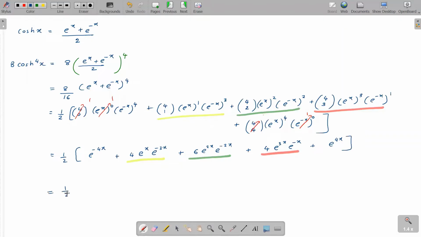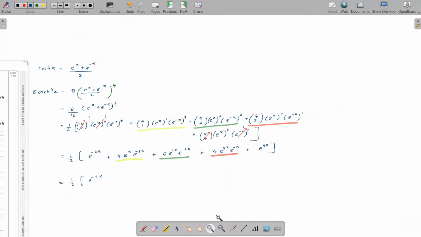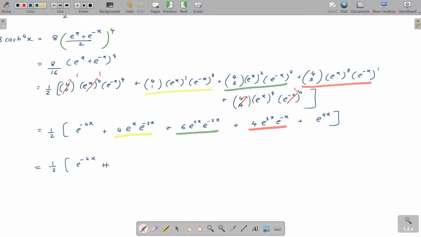So when I simplify, I get here e to the power minus 4x. And then let's take the like terms here. I think these two, e^(-4x) and e^(4x), I'll bring them close to each other. And then here I get 4e^x times e^(-2x), which gives me 4e to the power minus x? No: 4e^(-2x) term combined gives 4 e to the power minus 2x. And then the red color term, 4e^(3x) times e^(-x) is 4e to the power 2x. And the last term, 6e^(-2x) times e^(2x) gives me 6e to the power 0, which is basically 6. So I get here half times.